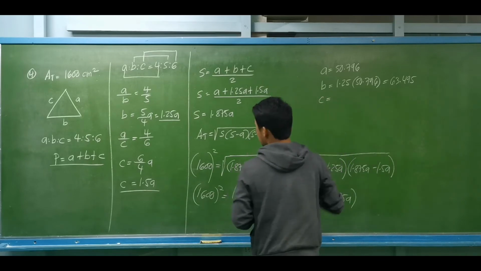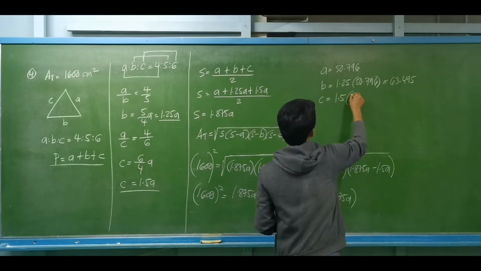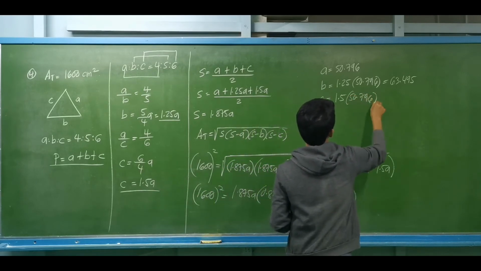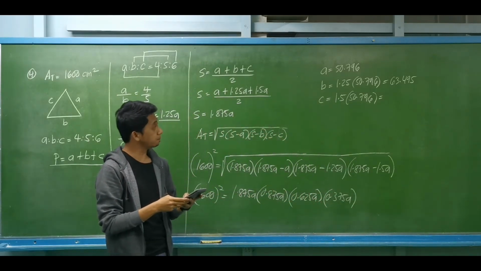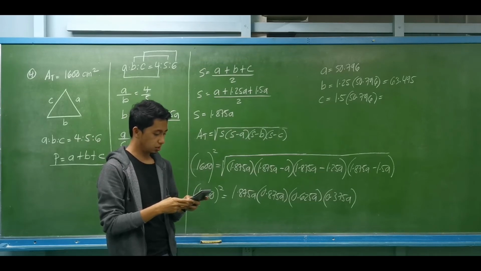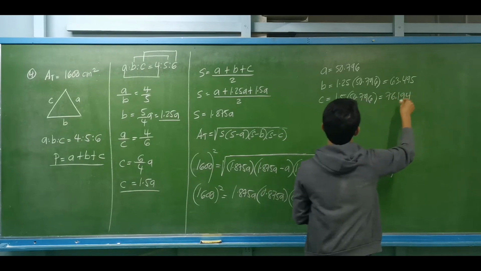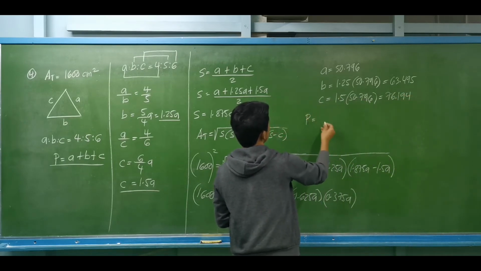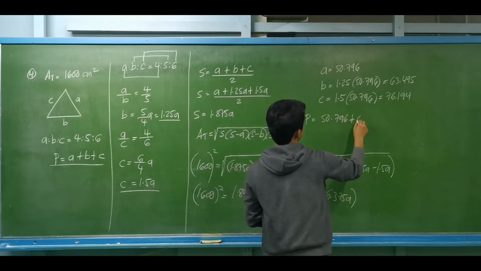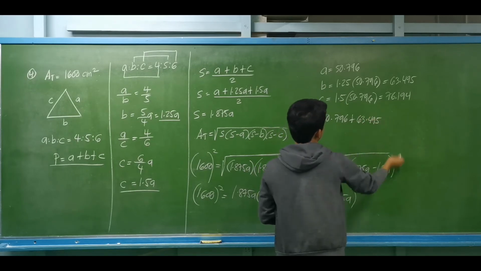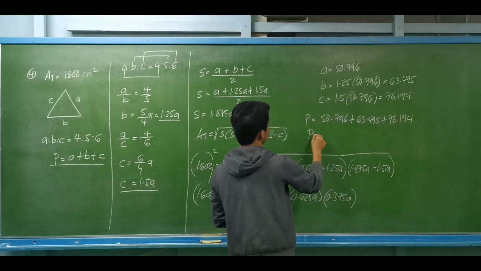Then, we have side C. The equivalent of side C is 1.5 of A. And our A is 50.796. The equivalent of side C, 1.5 of 50.796, so we have a value of 76.194. So our perimeter is basically A, 50.796, plus side B, 63.495, plus side C, this is 76.194. So we can get that.